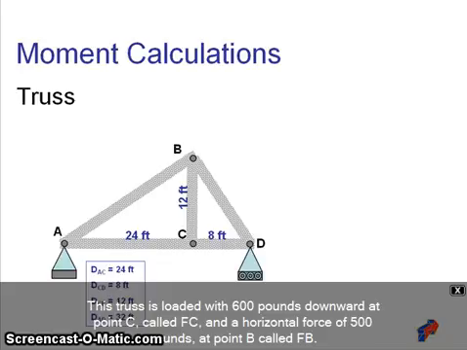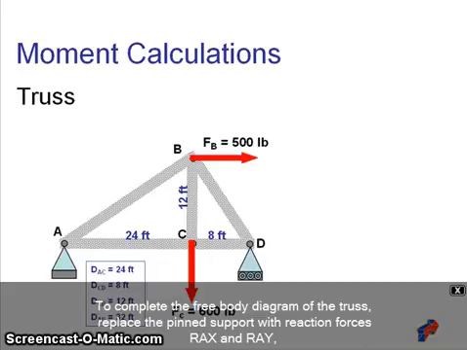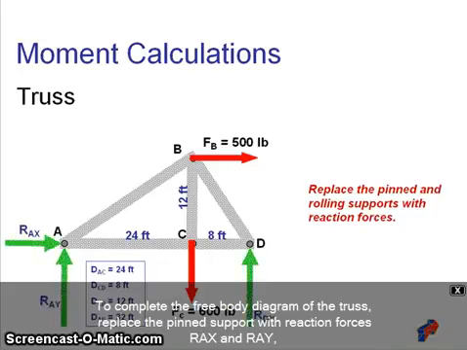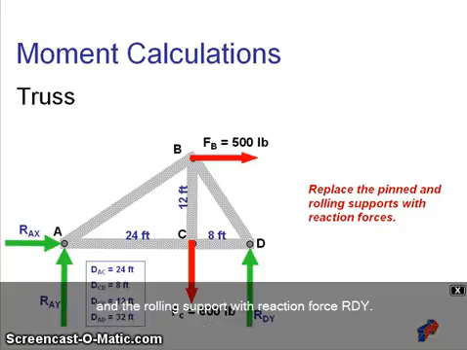This truss is loaded with 600 pounds downward at point C, called Fc, and a horizontal force of 500 pounds at point B, called Fb. To complete the free body diagram of the truss, replace the pinned support with reaction forces Rax and Ray, and the rolling support with reaction force Rdy. Now we are ready to apply the equilibrium and moment formulas.